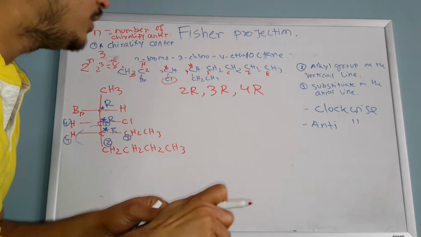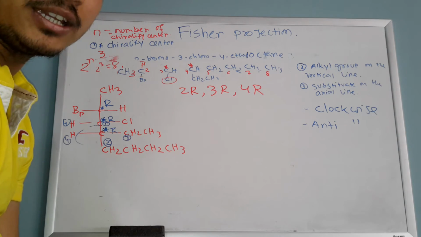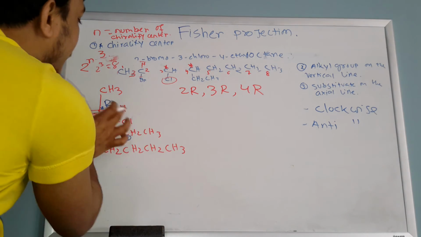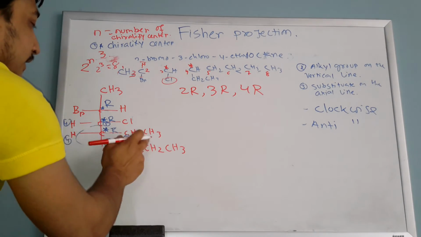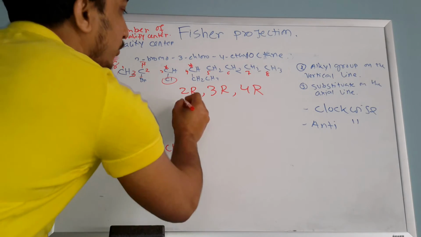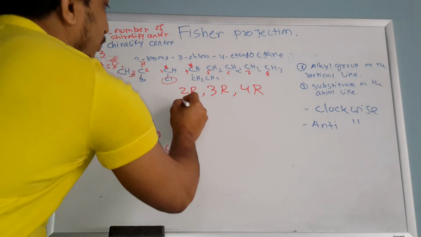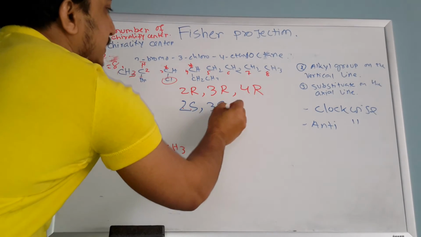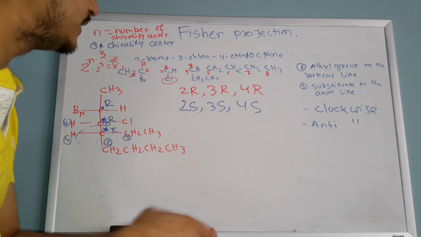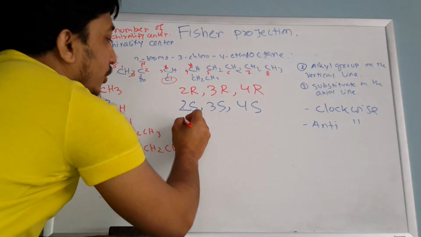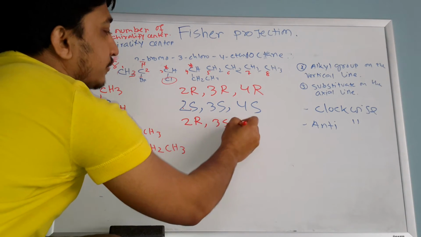Right now you know there are 8 possible stereoisomers you can make. So what can you do? You know if you just change a little bit. If this hydrogen goes in here, this chlorine comes in here, this one goes in here, what can you make? You can make 2S, 3S, 4S. Right? Then what other things can you make? You can keep your 2R, but change the others to 3S, 4S.